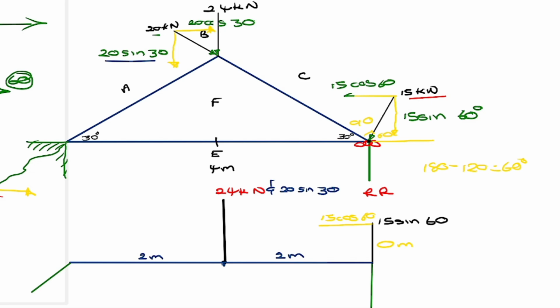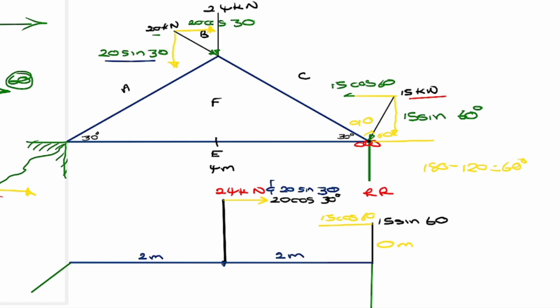Now I need to indicate the horizontal component. The horizontal component of the 20 kilonewtons would be going somewhere there. The horizontal component would be 20 cos 30. So you need to be watching each and every second of this video so that you do not miss out.